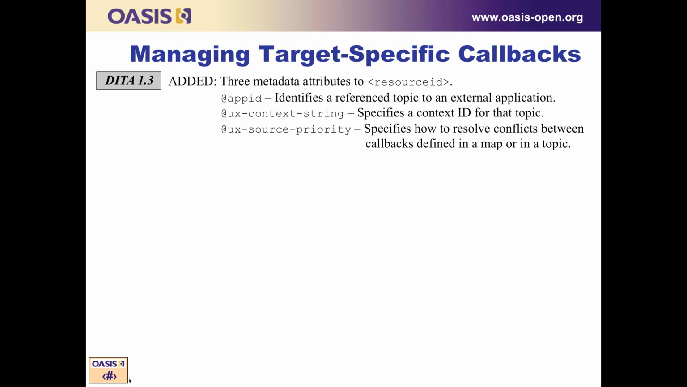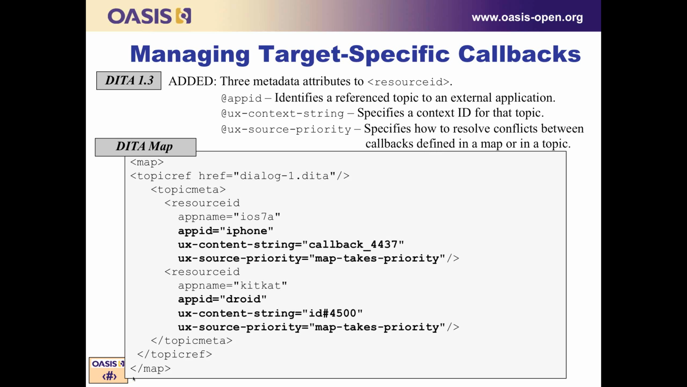Okay. Next slide, Joanne. Thank you. In this map example, what we have is one map topicref, as you see, with 2 resourceids underneath it. Each of those resourceid elements defines a separate and addressable callback ID for that help topic. So you can have multiple IDs for a single topic, and this allows downstream help processors, which are basically apps, to select the appropriate ID based on attributes such as appname or appid. So if you've got iPhone in one branch and Droid in another, you can discriminate between them within the same topic call.